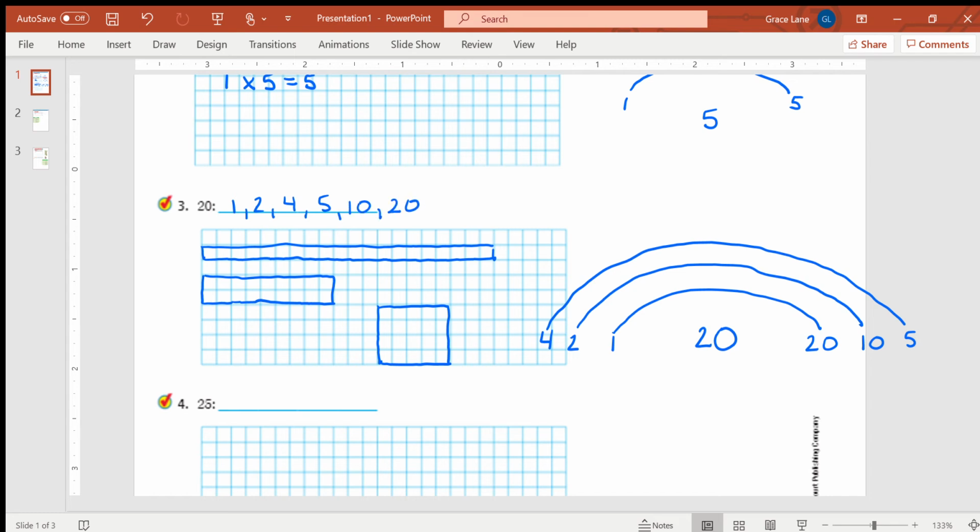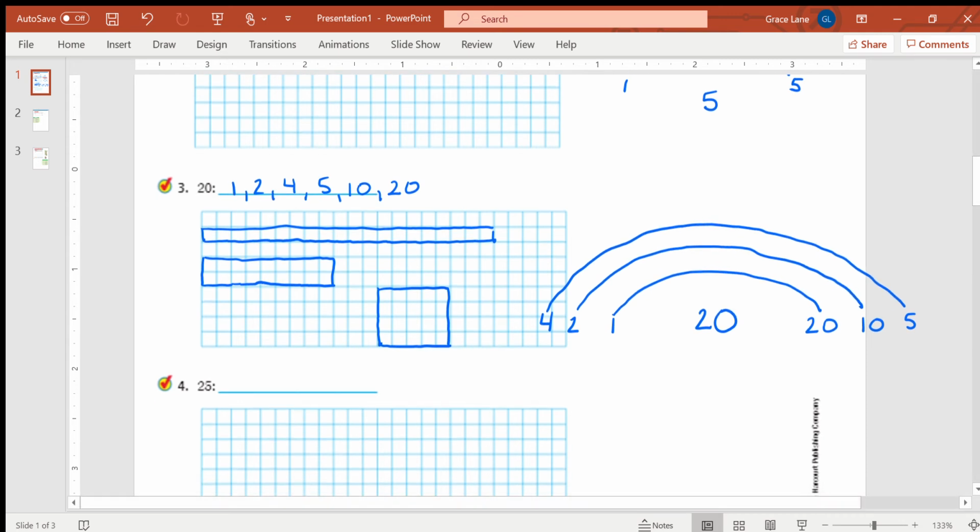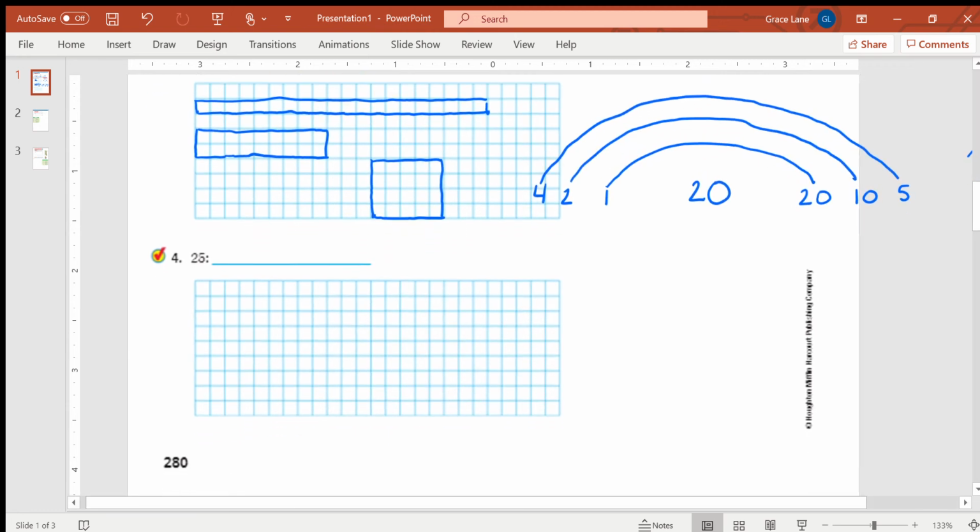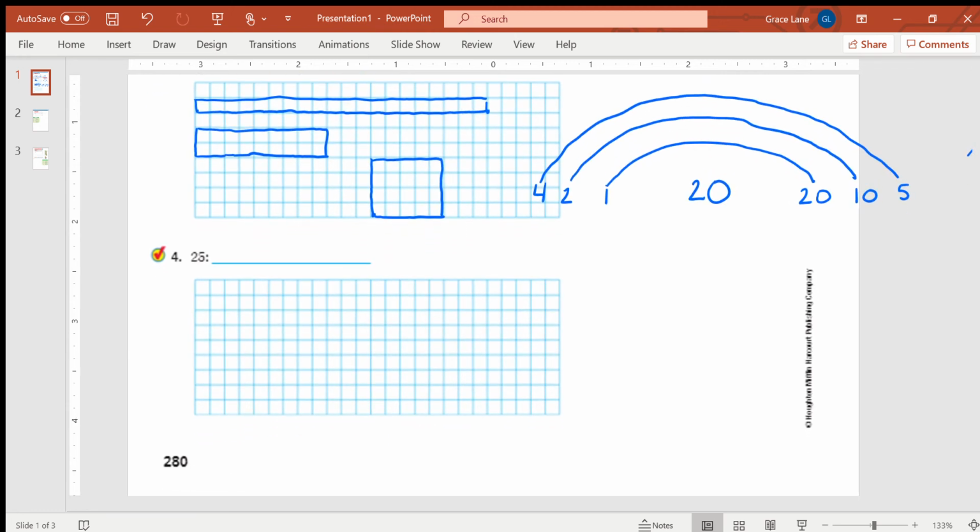You could use your divisibility rules from yesterday if you were not sure, for example, if 20 could be divided by 3. So think about going back to page, I believe it was 286, and looking at that green chart again. And if you weren't sure, for example, if 20 could be divided by 3, you could do the divisibility rules for that. So go ahead and try number 4, pause the video, see if you can list all the factors for 25, and then check back in when you're done.